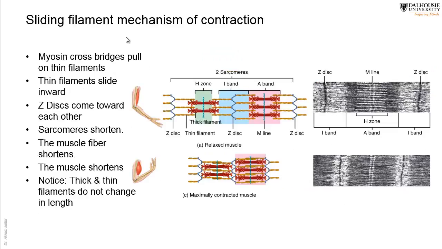So this is the sliding filament mechanism of contraction. Okay, you can see here when the muscle contracts, this is a relaxed muscle, and that is the distance between two Z lines, which is the sarcomere. But here, when the muscle contracts, you see that the Z lines are approximated to each other. The length of the thick filament and thin filament is not changing. What happens is that the thin and thick filaments, they are sliding in between each other, as you can see here.